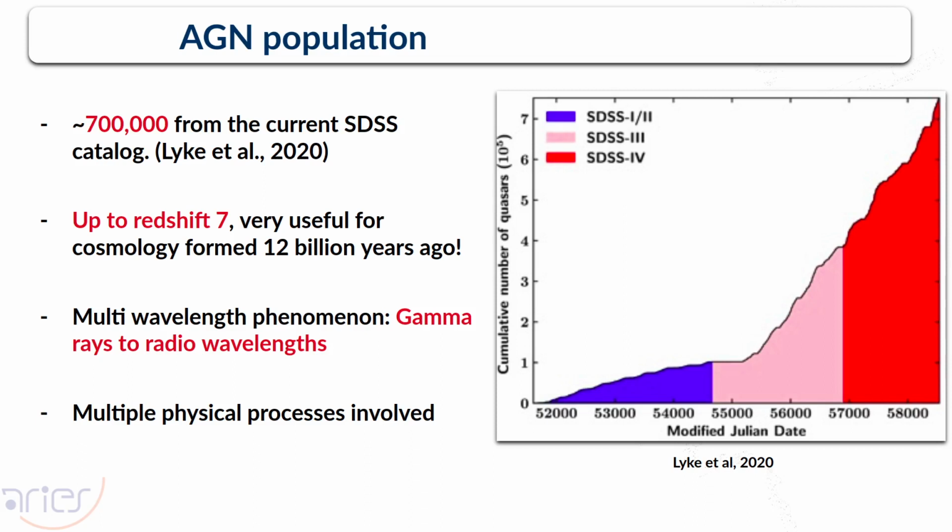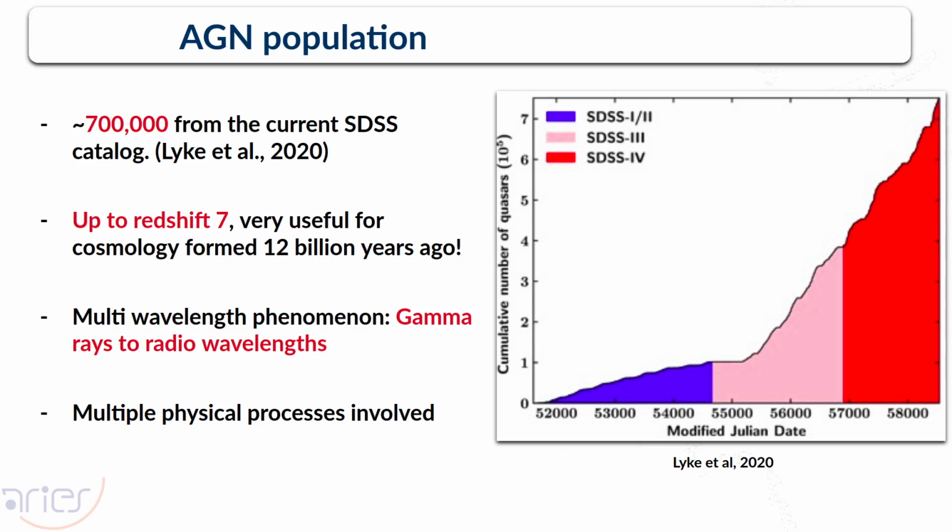And the other thing is that they are detected in multiple wavelengths. You can observe these quasars in gamma rays, X-rays, optical, IR, radio. They are detected in all wavelengths, and because of their detection in multiple wavelengths, we now understand that there are different physical processes involved. So these are very good astrophysical laboratories to understand all your physical models.